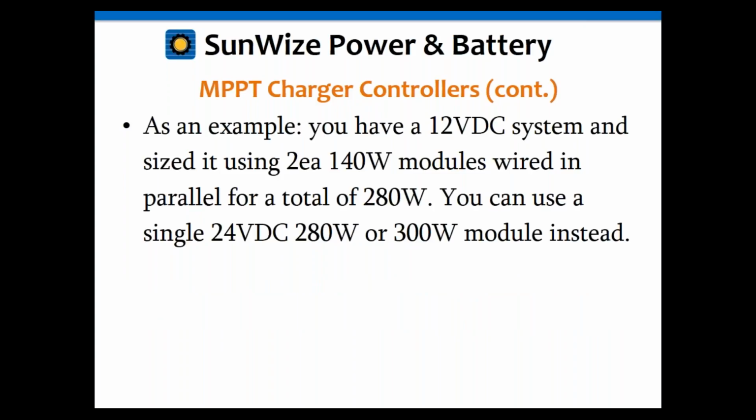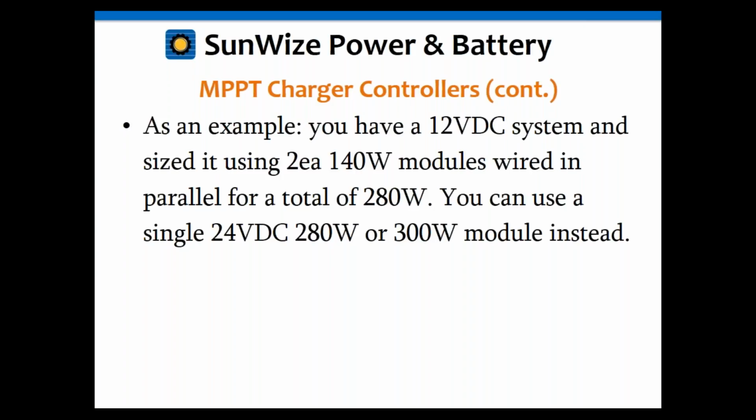One of the other places that might come in handy is if you've got a 12-volt system and you're using 140-watt 12-volt modules, as we talked about in that example. That's a total of a 280-watt solar array. You could alternatively use a 24-volt module with the MPPT, because it can step the voltage down. Right now, the 300-watt, 24-volt modules are pretty cost-effective.